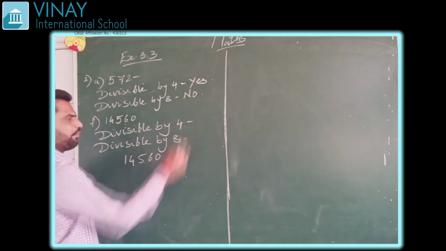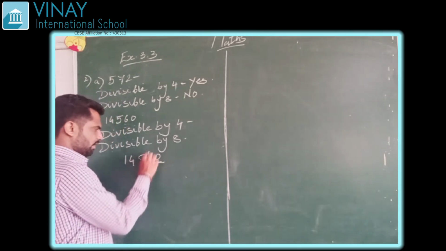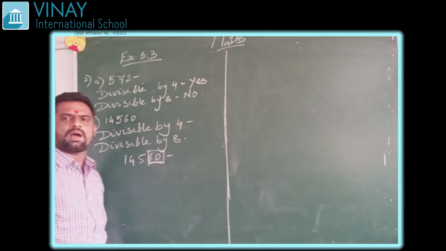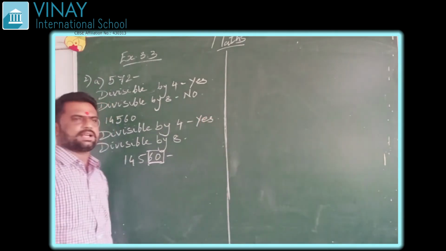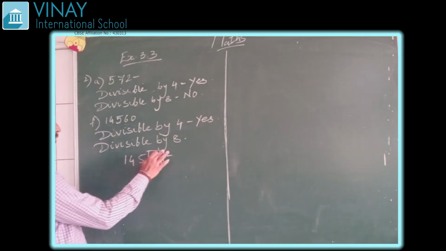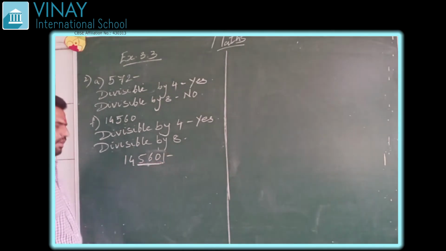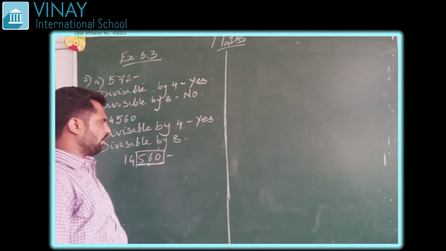Now if we see the 14560, for 4 we need to check the last two digits. The last two digits are 60, which means it is divisible by 4. So yes, it is divisible by 4. For 8, we need to see the last three digits, 560, whether it is divisible by 8 or not.